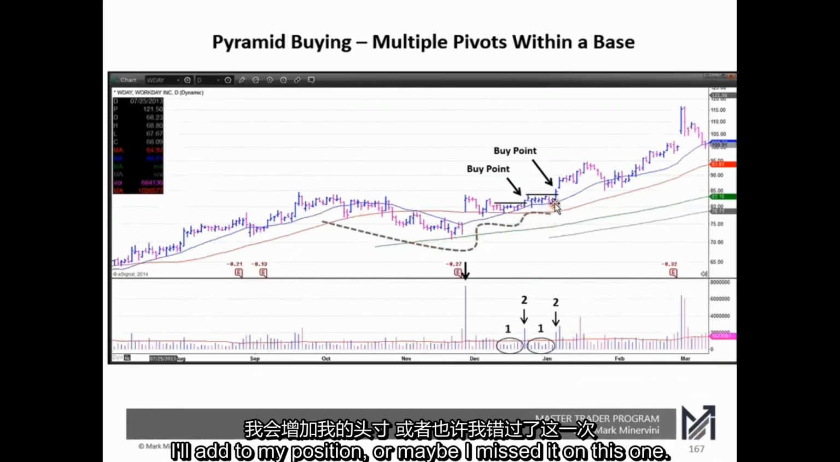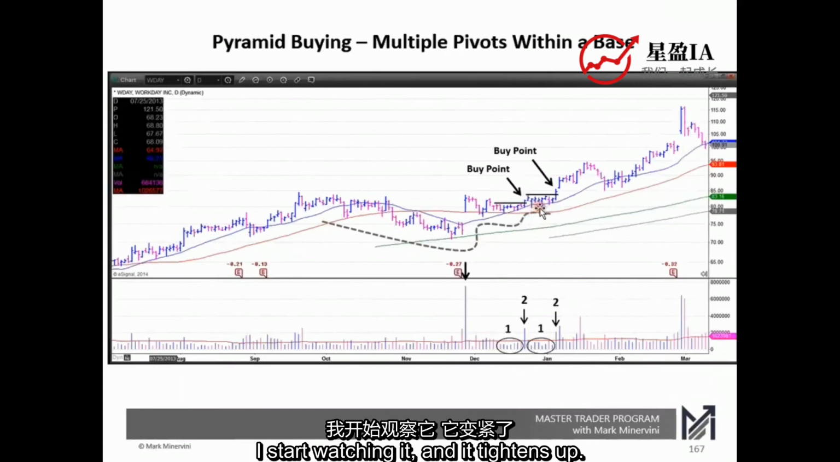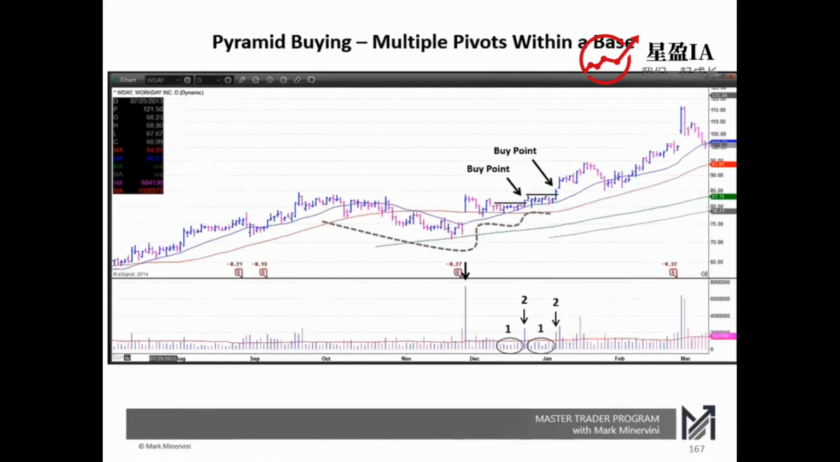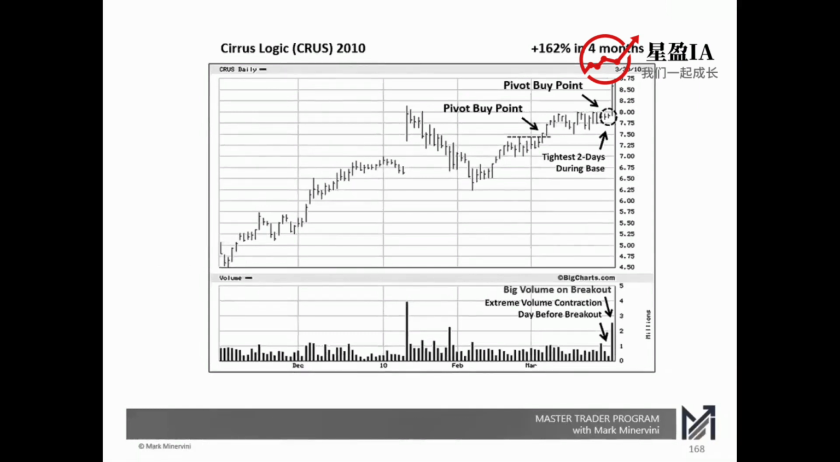And then I'll add to my position, or maybe I missed it on this one. I didn't buy it for whatever reason. And then I start watching it, and it tightens up, and it gives me that next buy point. You're going to see the same thing. You're going to get the same 1-2 and the same type of setup within that larger base. Now, let me explain to you. Like I said, there's going to be a few buy points.